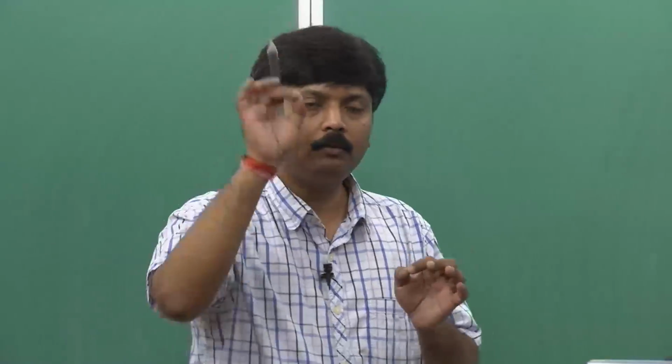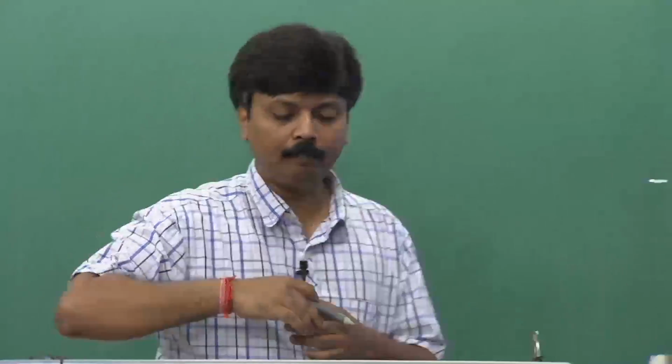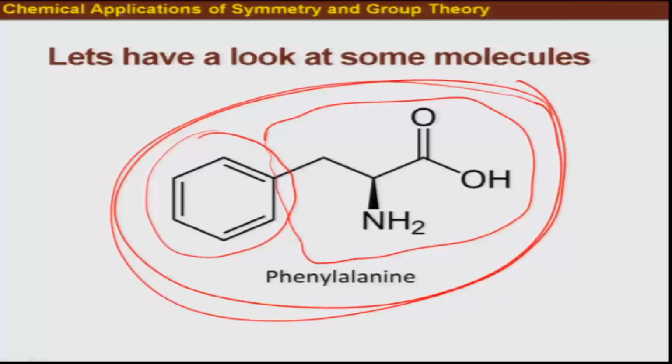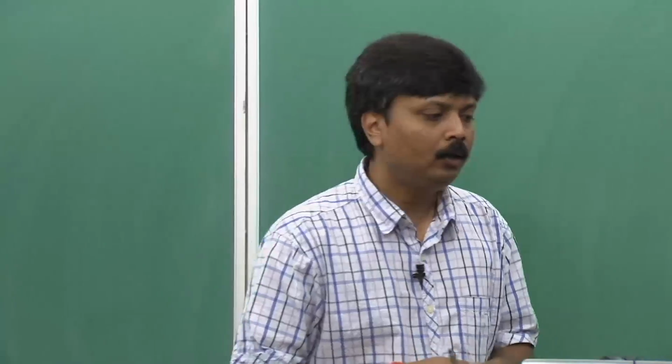Okay. So any point on this object can find an equivalent point on the other side of the molecule. But as a whole, when I talk about this phenylalanine, I have a molecular structure where you have this amine group projecting outside the plane of the molecule, and this C double bond O or OH, they are in the plane of the molecule. So overall it doesn't seem to be a symmetric molecule, okay, which is obvious.